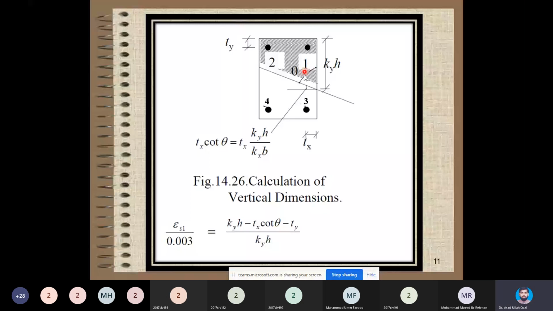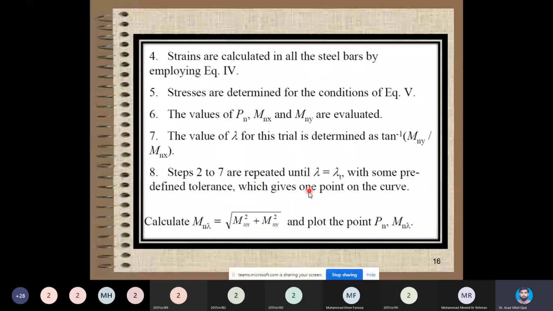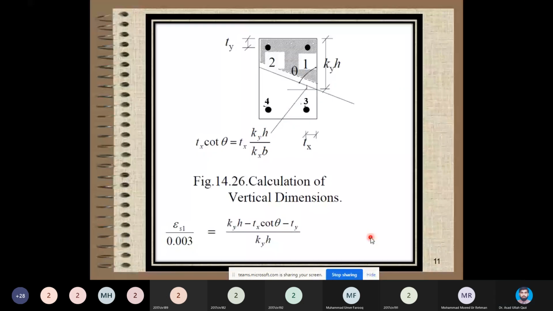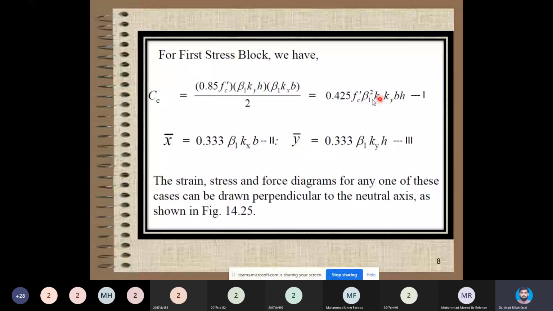Then the concrete stress resultant and its point of application are determined from equations 1 to 3, which I said: you will calculate CC from equation 1, and its point of application x bar, y bar, from equations 1 to 3.